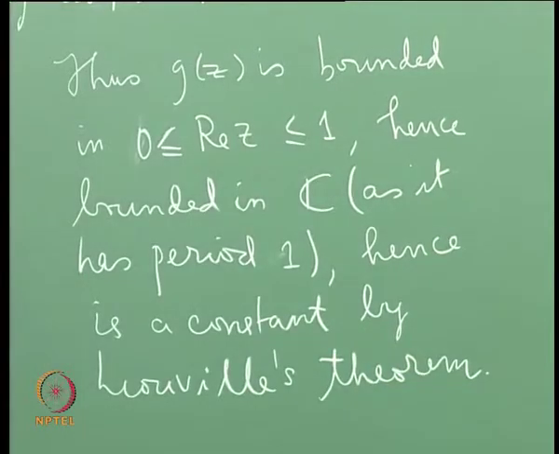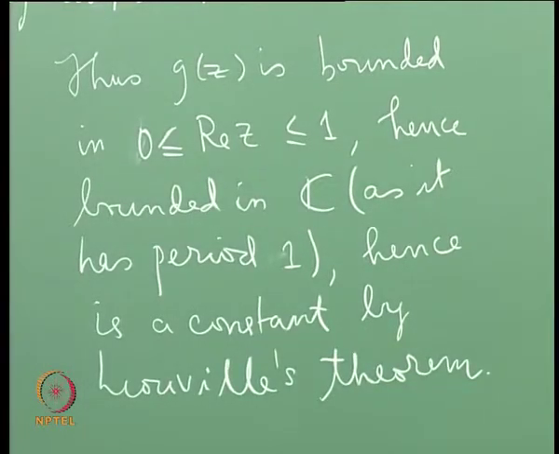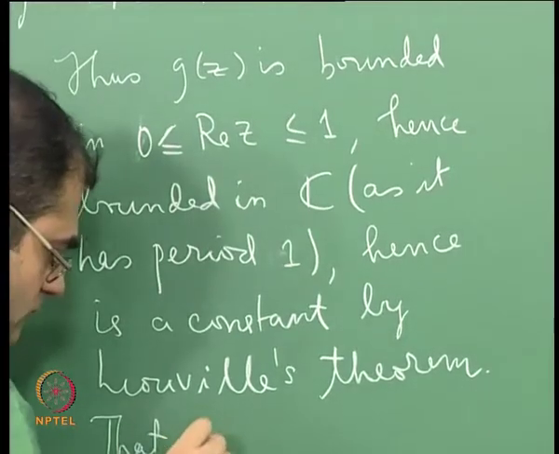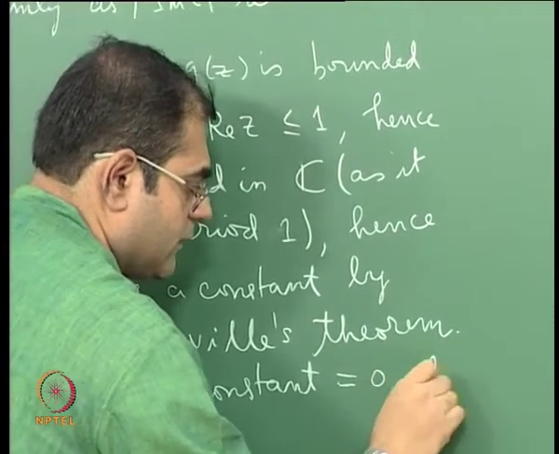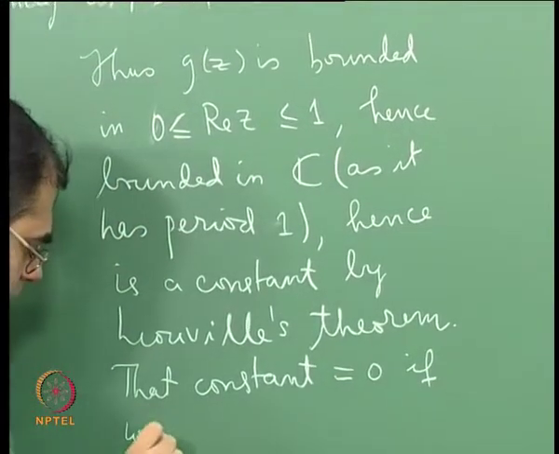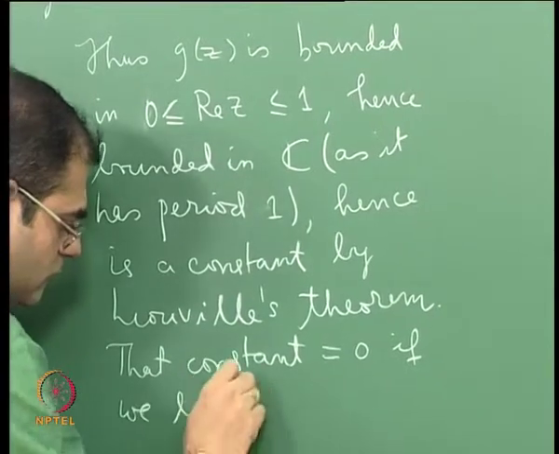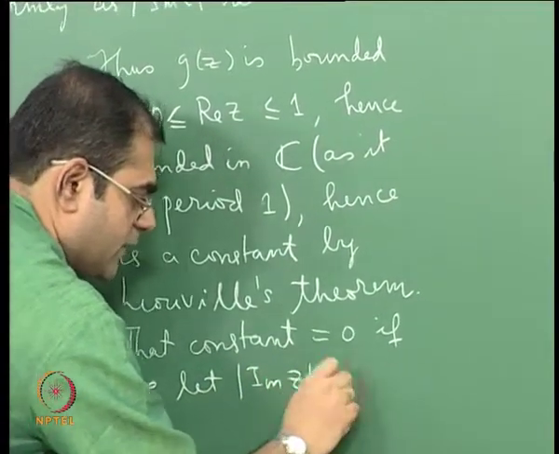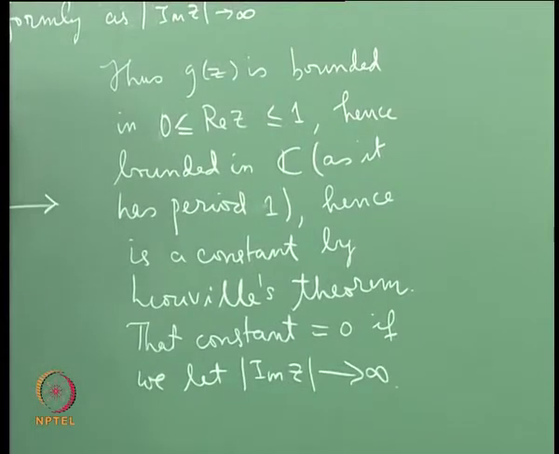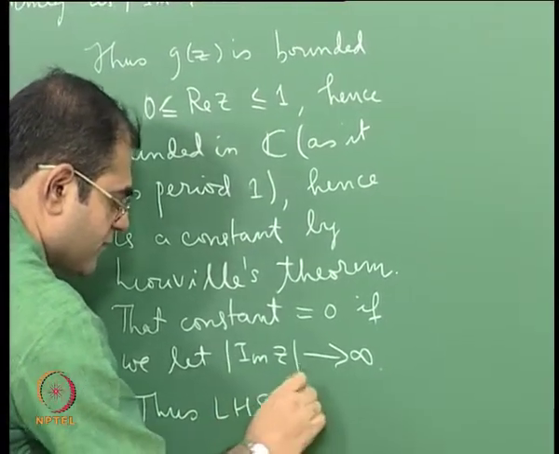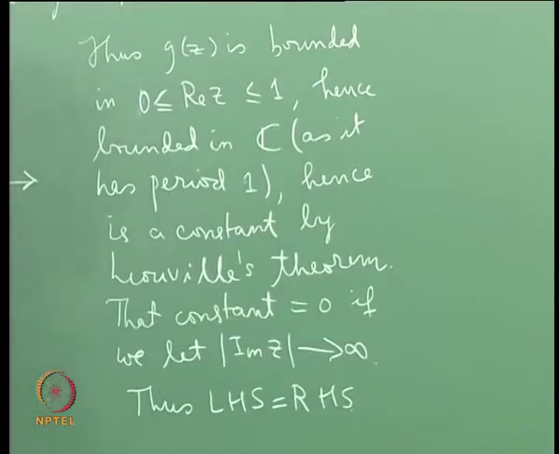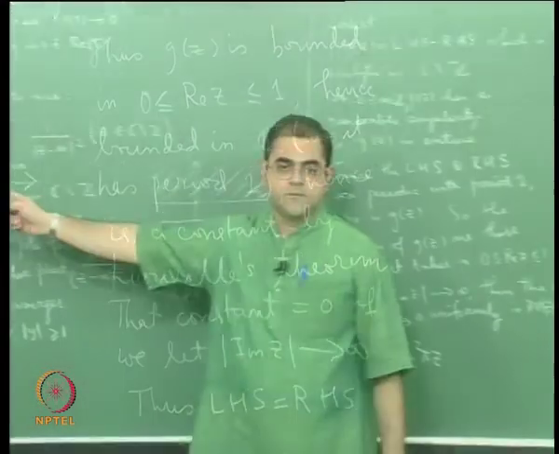Okay, and that constant turns out to be 0 if you let mod y tend to infinity. That constant is equal to 0 if we let modulus of imaginary part of z tend to infinity. Thus the left hand side is equal to the right hand side. So that proves this formula, alright.